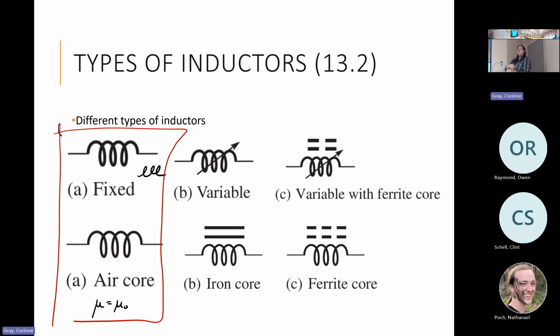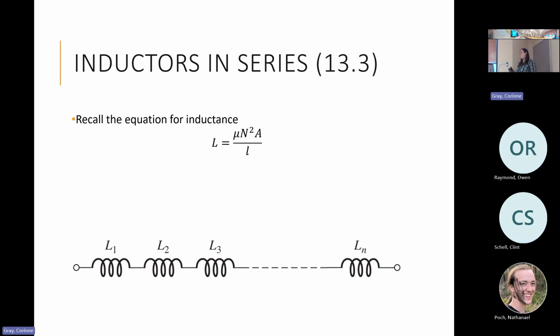So for resistors in series, what was the same? Okay. What about for capacitors in series? Wasn't current, it was something else related to current. Charge. It is the charge. So let's think about our equation here for inductance. And here we have a picture of our many inductors in series. So let's look at this equation, right?